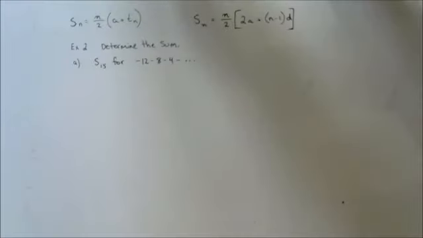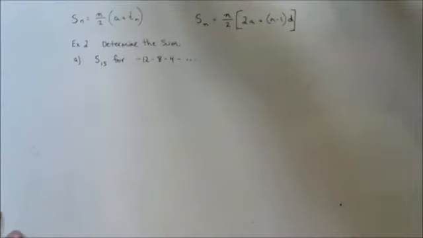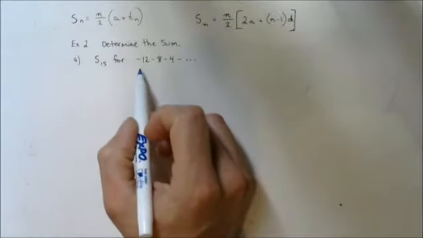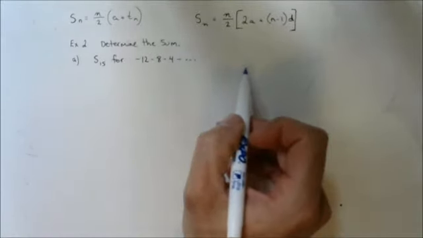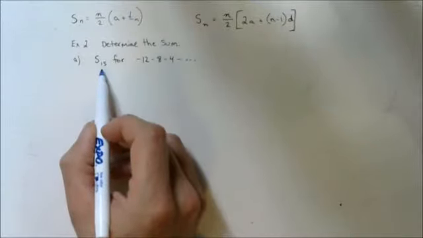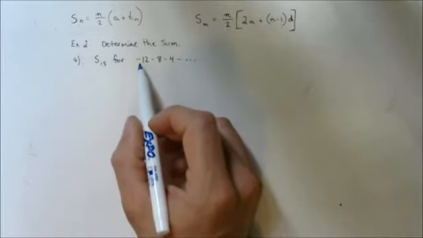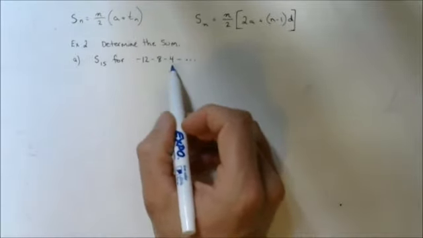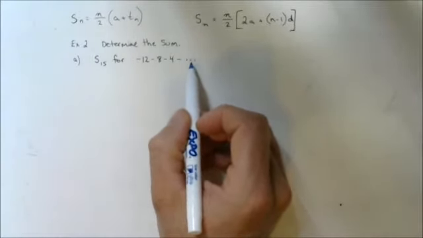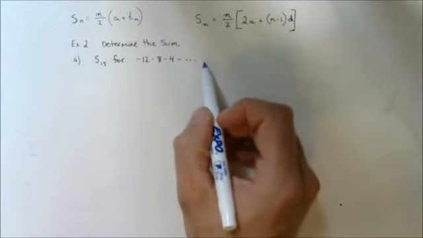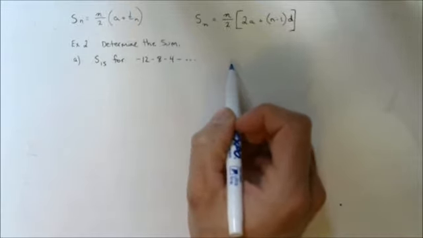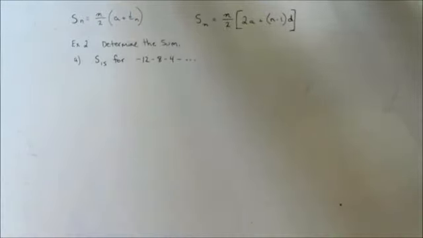In example 2, we're asked again to determine the sum. This time we're not given a lot of explicit information. We're just given the first 3 terms. This series continues on and on, and we're considering the first 15 terms. We could think about this from step to step and go, okay, the next one is 0, and then 4, and then 8, and then 12.